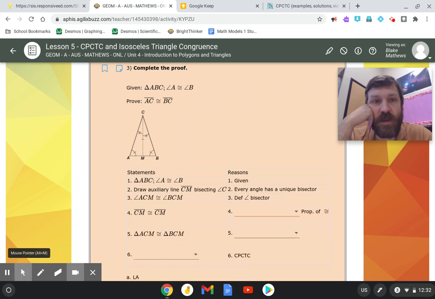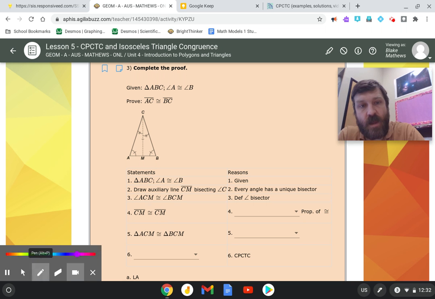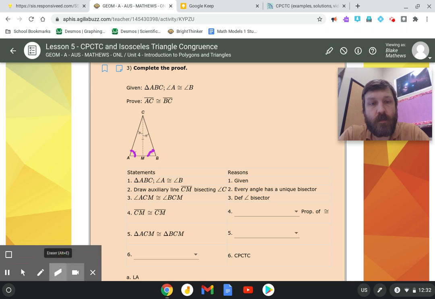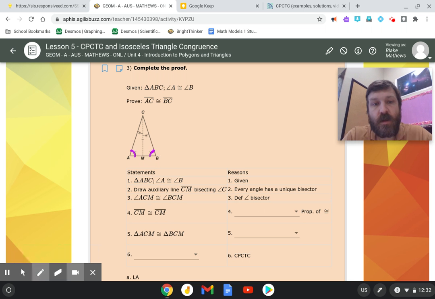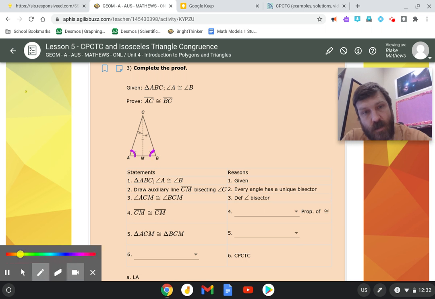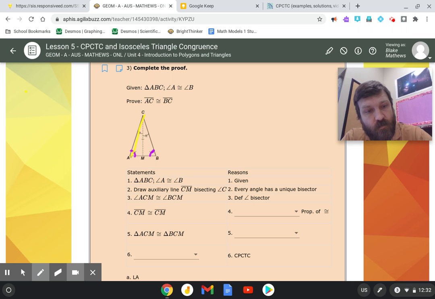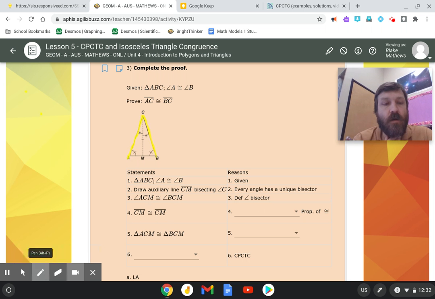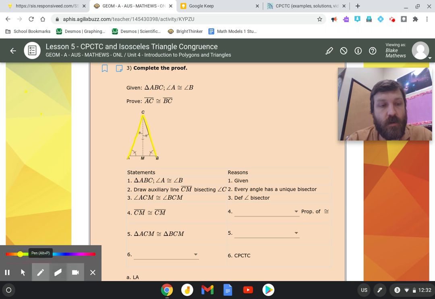So we're given ABC as a triangle. We're given the fact that angle A and angle B are congruent to each other. That's given. Okay, we want to prove that AC is congruent to BC. That's these sides out here. Oops, let's erase that. Sorry, I'm making a mess here. We want to prove that these are the same. All right, so let's see what we can get here.